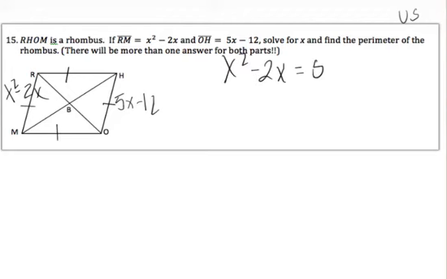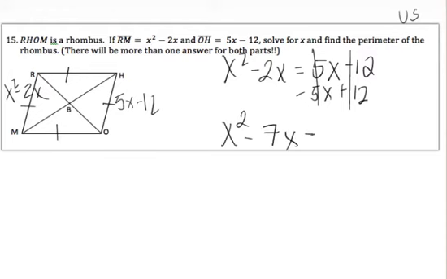our problem is we have an x squared and a normal x. So we're going to move everything over to the same side because we have to turn this into a quadratic. So I'm subtracting the 5x, adding the 12 to both sides. I'm going to be left with x squared minus 7x plus 12 equals 0. We have to factor.